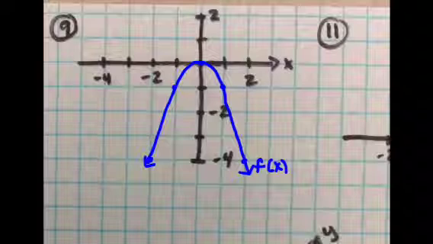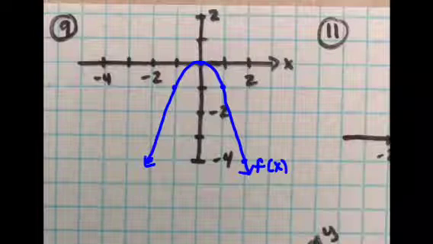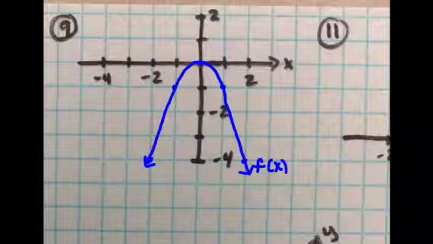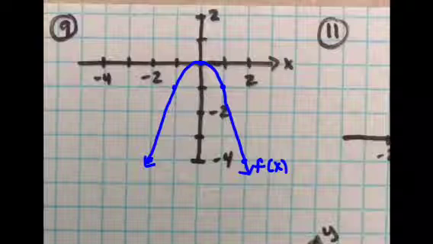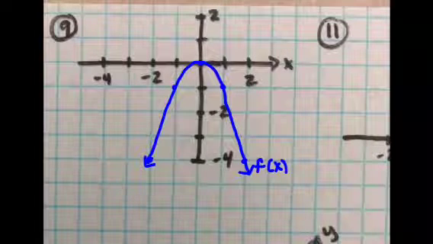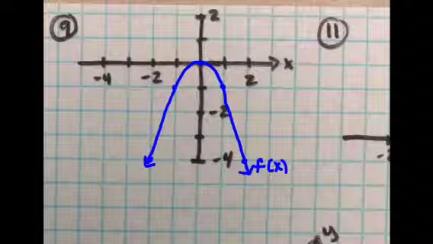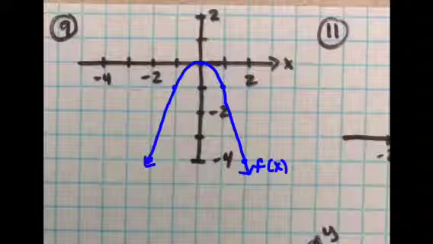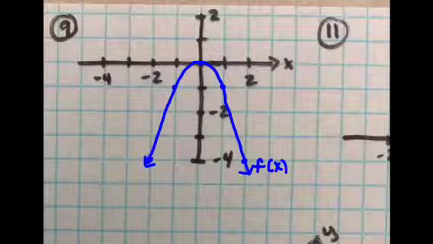For number 9, I have f of x on the graph. It's negative x squared, so that means the parent function reflected over the x-axis. Same exact shape as x squared, it's just reflected over the x-axis. So for g of x, it's negative x squared plus 1. So after we reflect, which we have right now, we're going to raise all the points up 1.